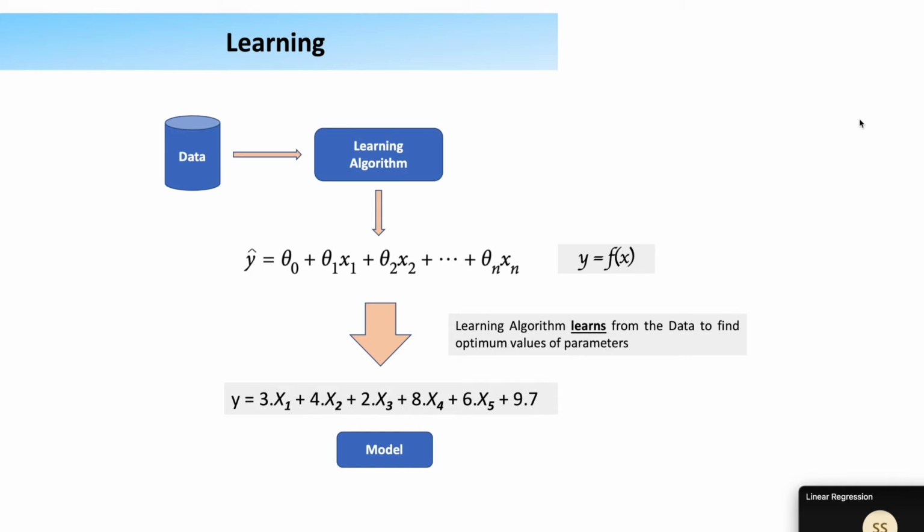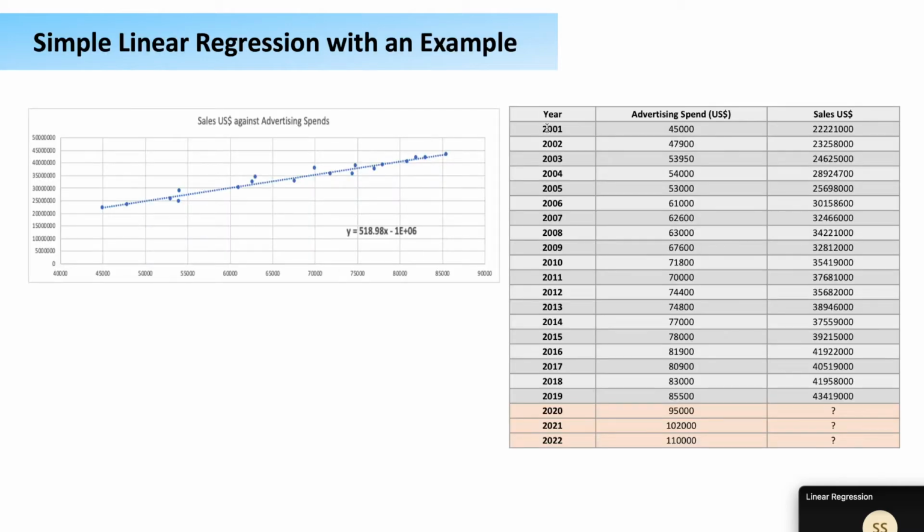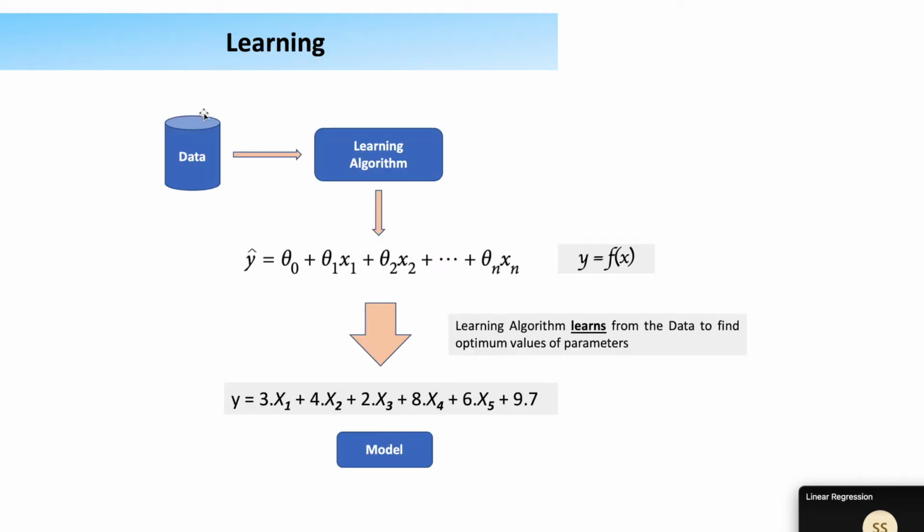So what you are going to do is that you have your historical data. In our case, this is my data, data of years 2001 to 2019. That is our input data. It goes into the learning algorithm. In our case, we are talking about the linear regression algorithm. The learning algorithm is going to learn from the data, and what is it going to produce?